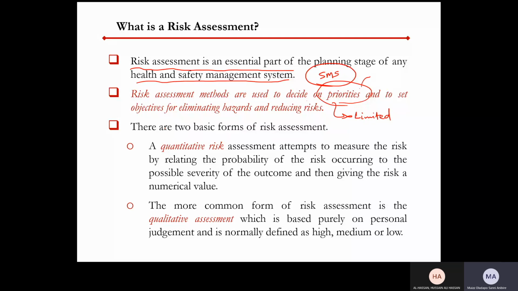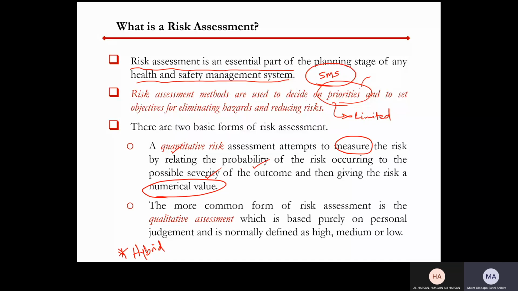Okay, so basically we have two forms of risk assessment, or you may have a third one called hybrid, or semi-quantitative. Firstly, we have quantitative risk assessment, which attempts to measure the risk in terms of its probability of occurring and possible severity, that is the consequence of the outcome, and then giving this a numerical value. That's why we call it quantitative.